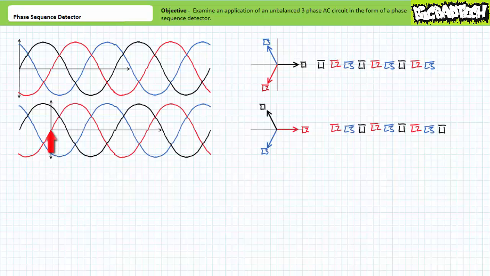Consider L2 in red as the reference. Represented as phasor equivalents with phase L2 assumed to be the reference, L2 in red would be 120 volts at an angle of 0 degrees, L3 in blue would be 120 volts at an angle of negative 120 degrees, and L1 in black would be 120 volts at an angle of 120 degrees.